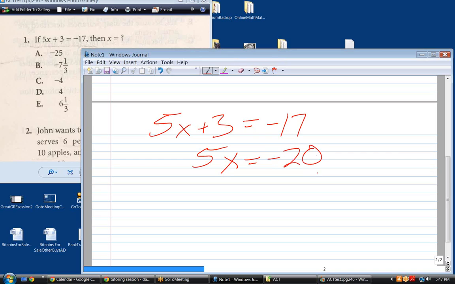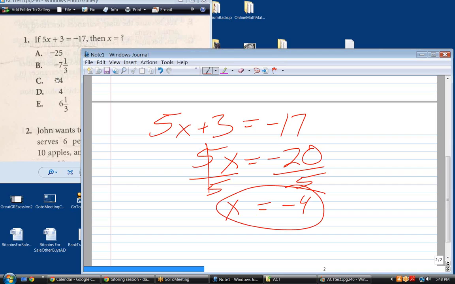-20. Okay. Now what? Now I want to get that 5 away from the x, so I have to multiply, right? Divide. Always do the opposite of what's being done. Notice that the 3 was being added, so we wanted to subtract it. The x is being multiplied by 5, so we want to divide. That'll get rid of it. But I thought you couldn't divide a negative. No, you can. In other words, the 5's cancel, and I've isolated the x. And now on the right side, it's -4. So the answer would be C. Okay?